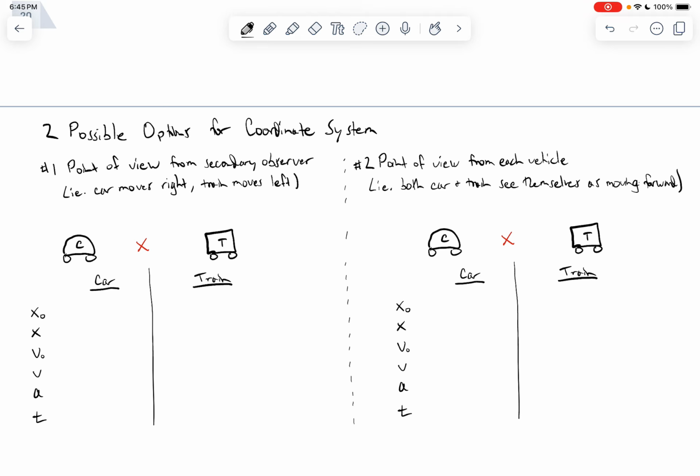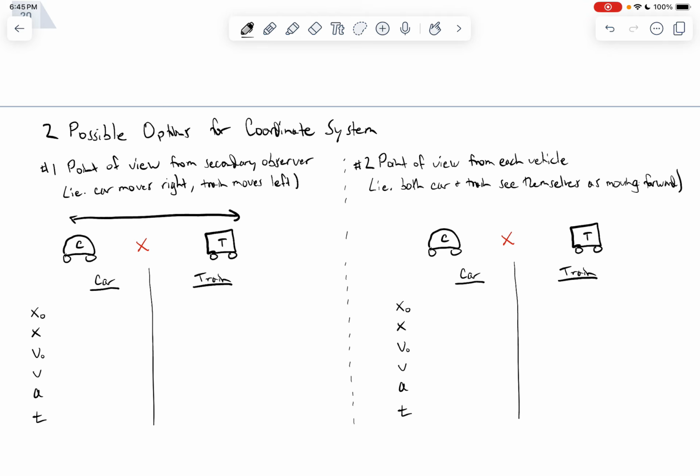So the first way we can think about this is if we pretend as if we're some outside secondary observer, and we can think about our car and our train, more or less moving along a number line, and they're going to crash.